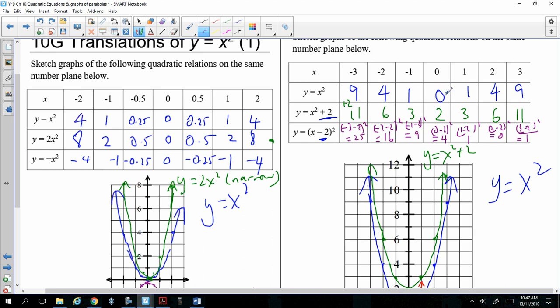Let's use a different color pen. Can you see this 0 went over there? Yeah. 1 will go over there. So what's happening to the graph? It has been shifted to the right.